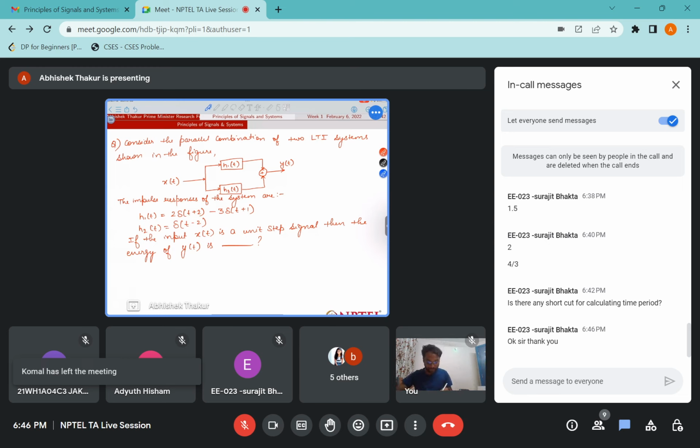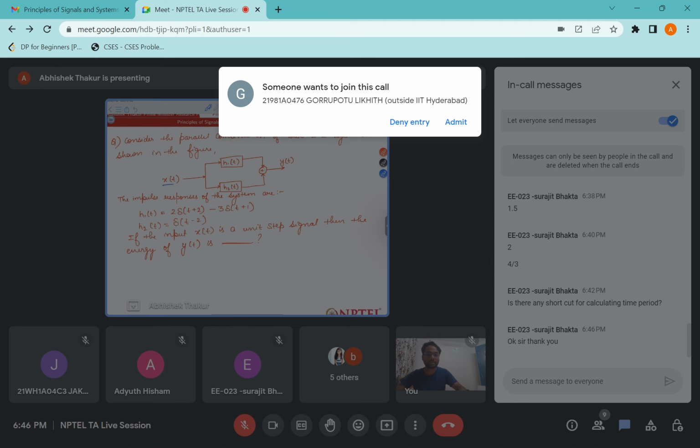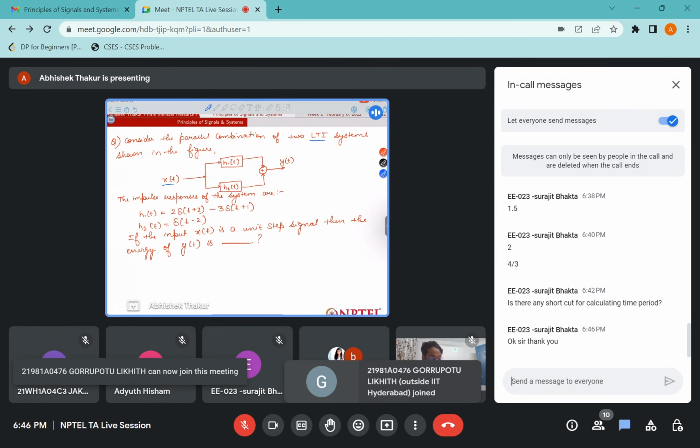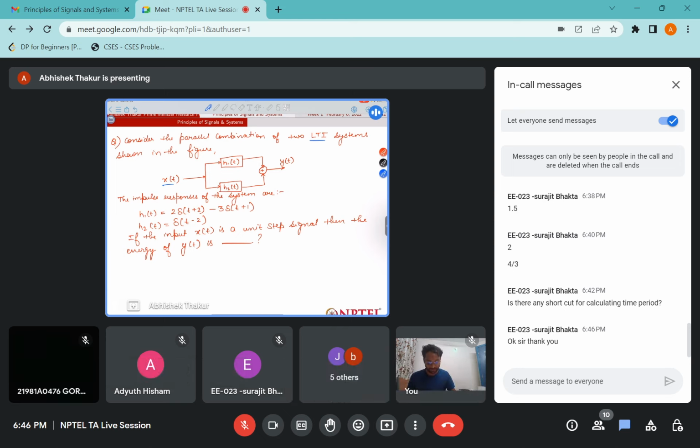In this question, a signal x(t) is given in the parallel combination of two LTI systems, linear time invariant systems. I think this question is a little above week one, but still we can discuss. Or shall we discuss it in the next week?